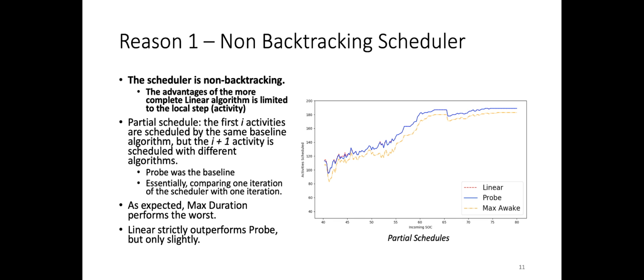Now we calculate how often you're able to place the I plus first activity from the same schedule of 1 to I activities. And as we can see here, now it's much more clear that max awake or max duration performs the worst in terms of completeness. And there's a very, very slight outperformance of linear over probe, but it's very slight.